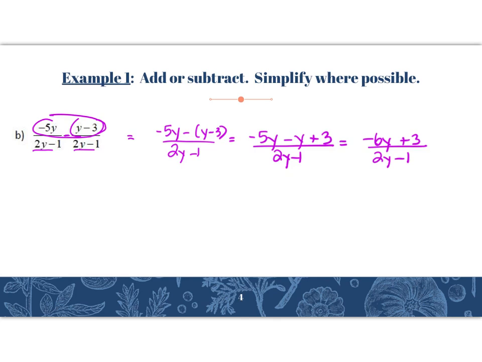And then let's see what we can factor. We can factor the top, so let's pull out a negative 3. So negative 3 times 2y minus 1, over 2y minus 1. And we now have a factor on top that is also on the bottom, so these simplify to 1, and we're left with negative 3.